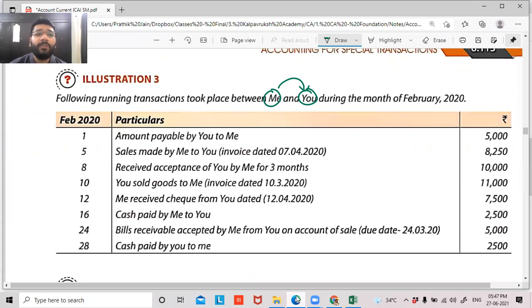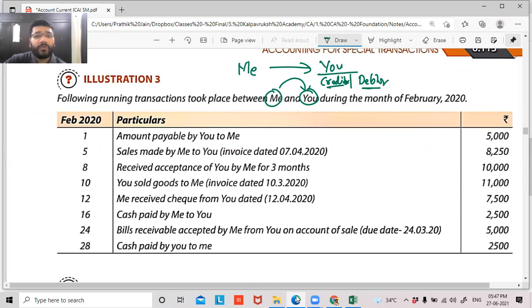You in account current with me, which means this account current is rendered by me to you. So you is my debtor. We're preparing your ledger, something like preparing your ledger. It says that on 1st of February, amount payable by you to me. So guys, please tell me, is this receivable for me or payable for me?